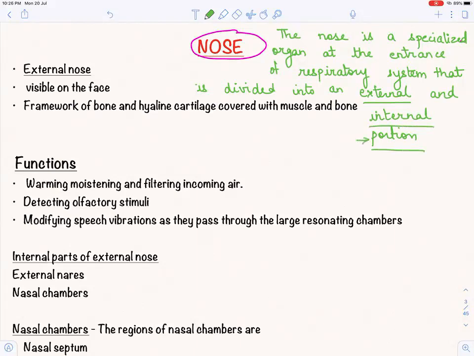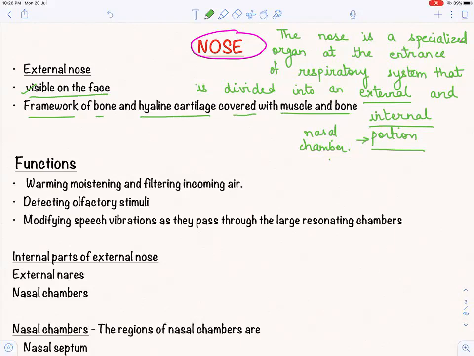That is the nasal chamber. So our main concern will be the nasal chamber, right? The external nose is the portion that is visible on the face, and the internal portion is the nasal chamber. What is the external nose composed of? It is a framework of bone, right? You can touch your nose and feel the bone. It is a framework of bone and hyaline cartilage covered with muscle and skin.